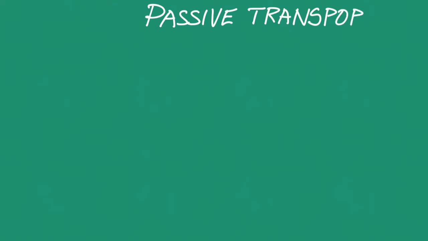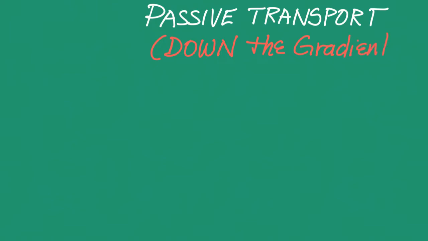Passive transport is mostly the movement of molecules down the gradient, which means they move from a region of high concentration to a region of low concentration. So let's write that down: the gradient. There are three kinds of passive transport: simple diffusion, facilitated diffusion, and osmosis.